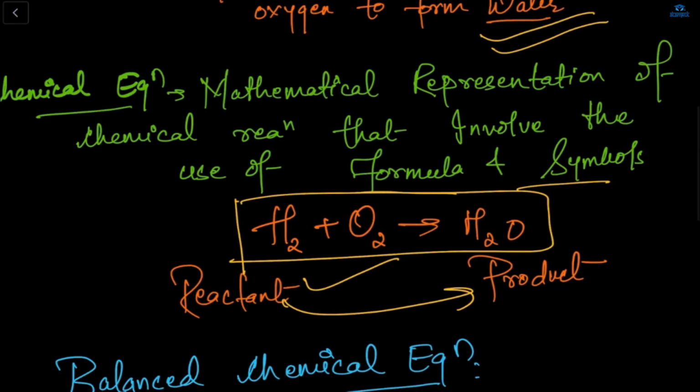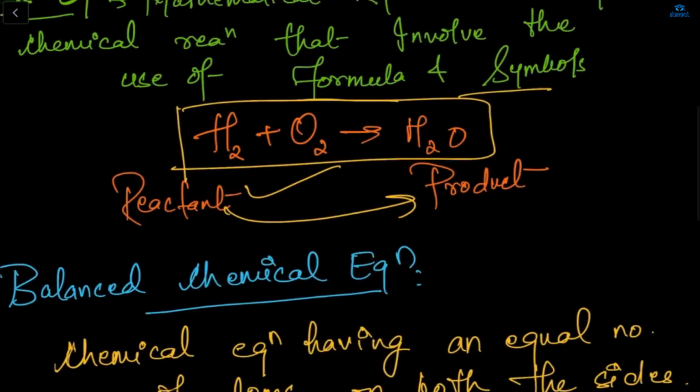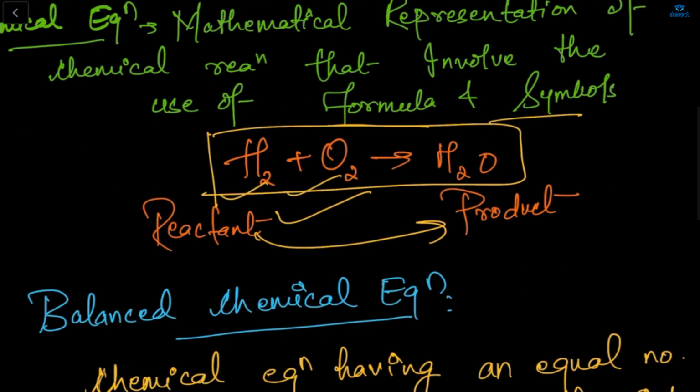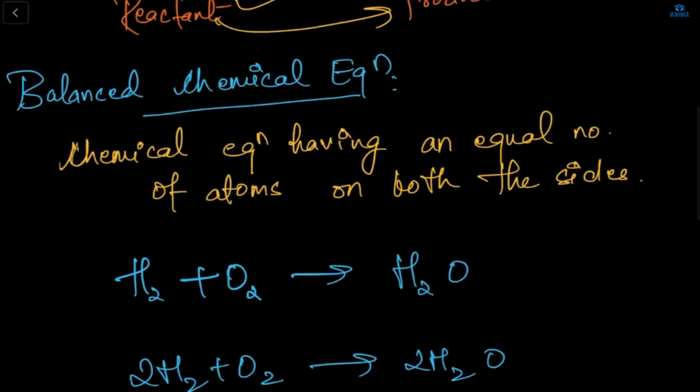What is the difference between a chemical reaction and an equation? No, ma'am, no doubt. Okay, Ria. So these two are reactants, and after reacting these two, what are we getting? We are getting a product, which is a combination of formulas, or you can say symbols. Now, what is a balanced chemical equation?